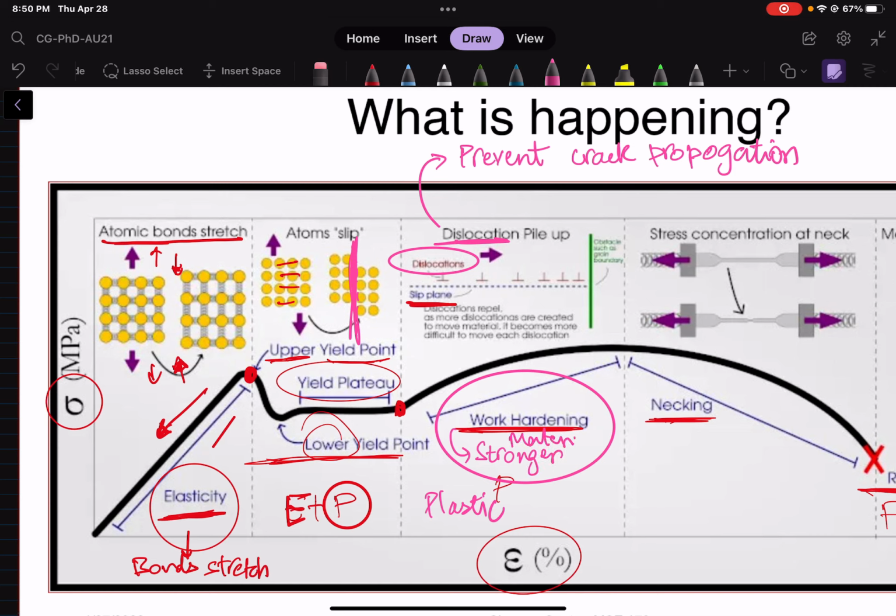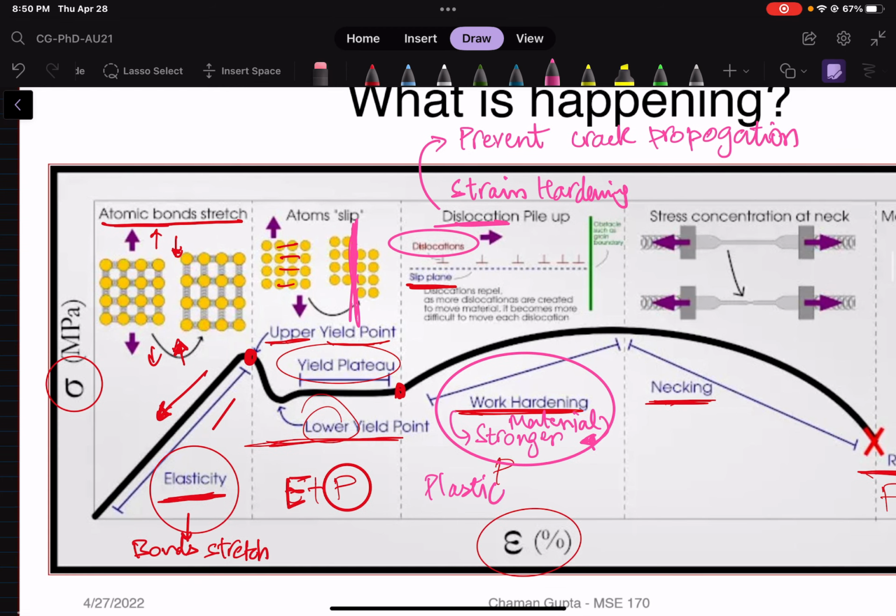Material becomes stronger, and that's why it's called work hardening, or it is also referred to as strain hardening, because due to increased strain in this material you are making it harder, you're making it stronger of sorts. And again, what's the root cause? The root cause is the dislocation pile up. Always remember this, very important. The dislocation pile up is what is causing work hardening or strain hardening.